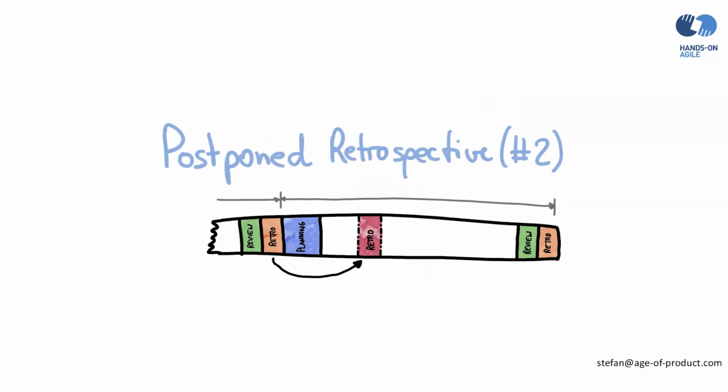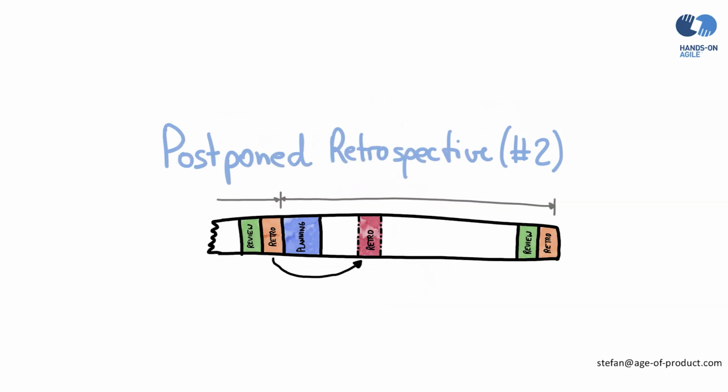Number 2, the postponed retrospective. The Scrum Master postpones the retrospective into the next sprint. Beyond the inspection and adaptation aspect, the retrospective shall also serve as a moment of closure that resets everybody's mind so that the team can focus on the new sprint.